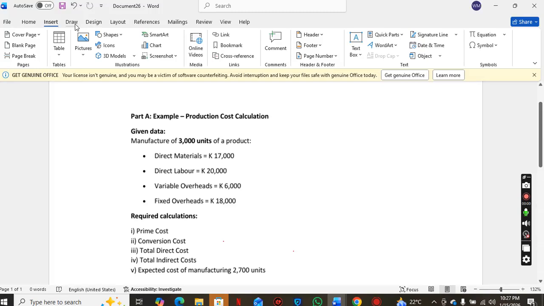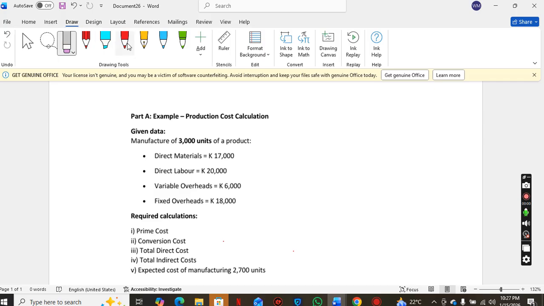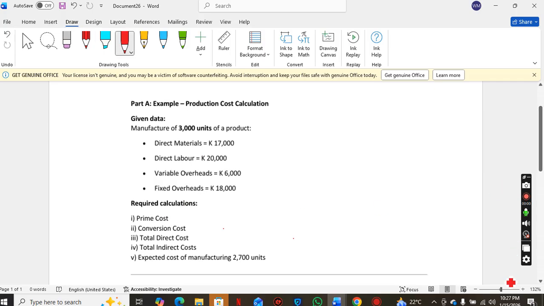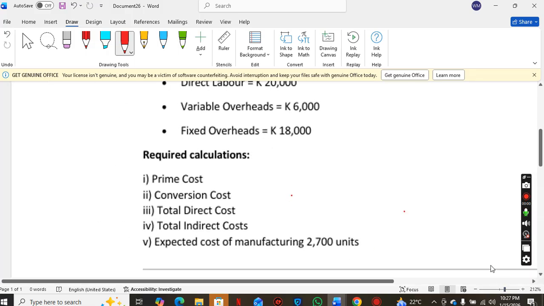These are the costs that have been incurred. Direct materials 17,000, direct labor 20,000, variable overheads 6,000, fixed overheads 18,000. Alright, so we've been asked first to calculate the prime cost. Remember, the prime cost includes direct materials and direct labor. Basically, the prime cost is your direct costs.